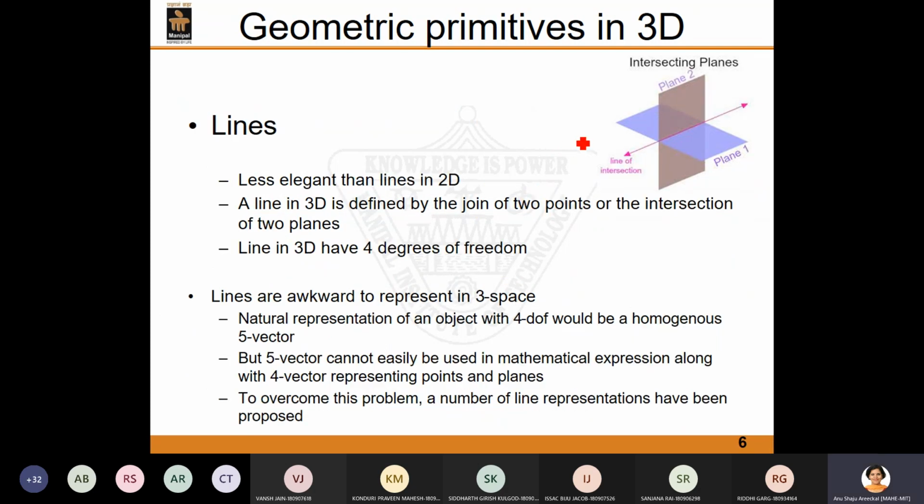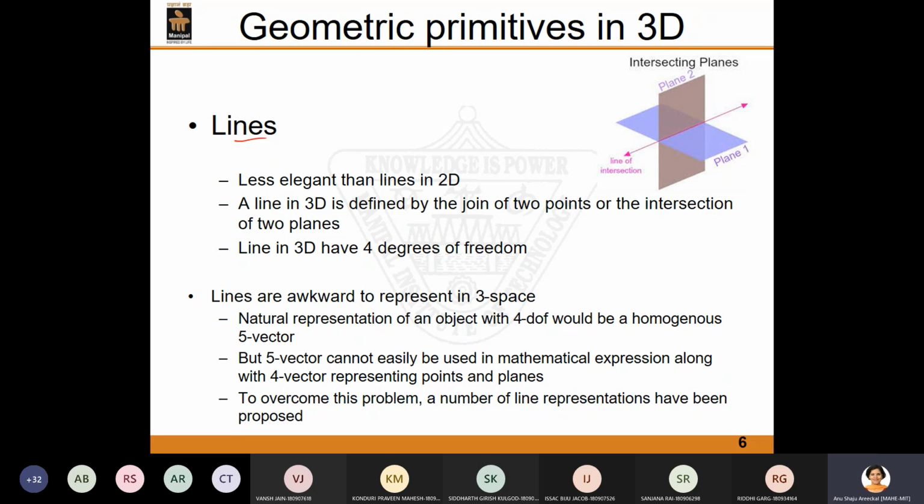Okay, now how do you represent lines in 3D space? First we discussed how to represent points in 3D space, second how to represent planes in 3D space. Next we'll see how to represent lines in 3D space. As I said in the previous slide, a line can be defined in terms of the intersection of two distinct planes. If I take two distinct planes, their intersection will give me the line.